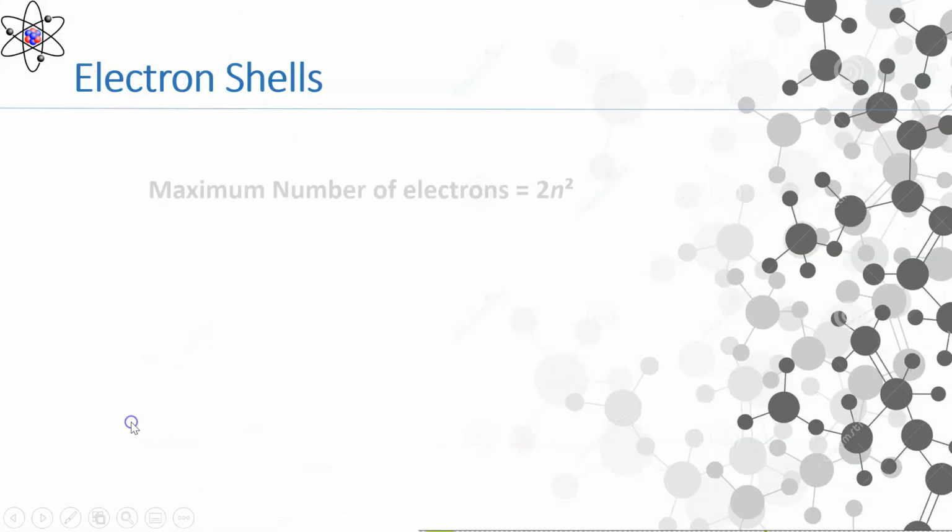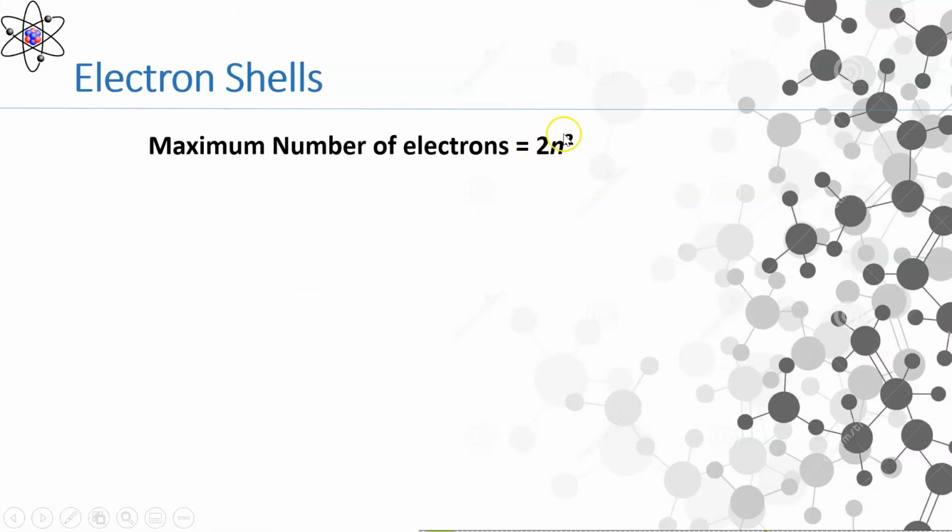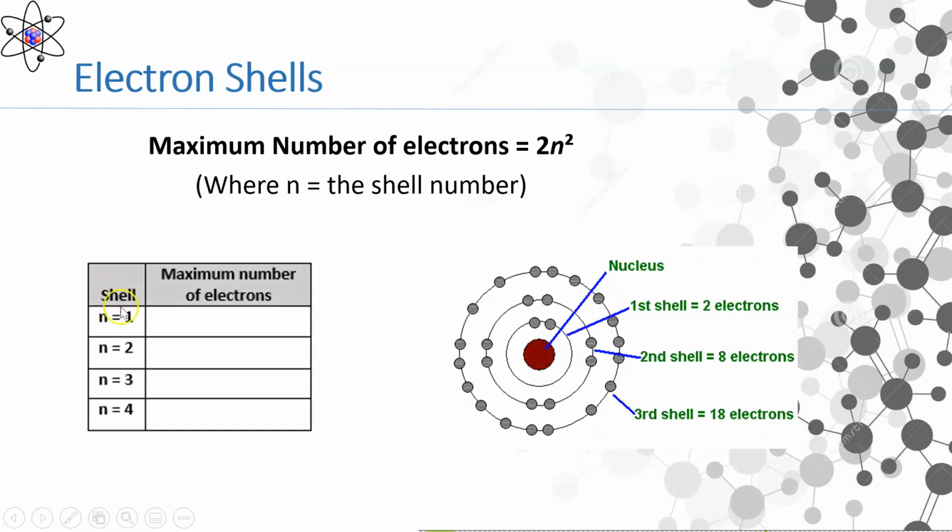Okay, what did that have to do with electron shells? Well, we've said that to find the maximum number of electrons the shells can hold, we've got to use this formula. n is the shell number. So here we've got shell 1, shell 2, shell 3, shell 4. We need to use this formula to find out how many electrons those shells would hold.